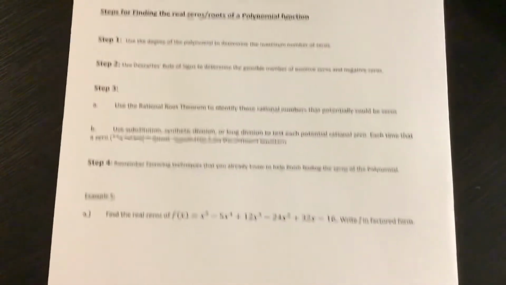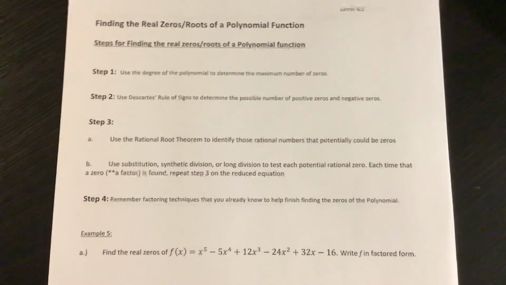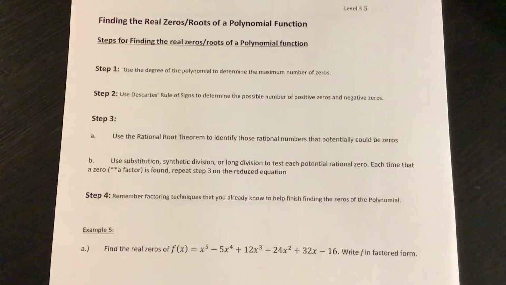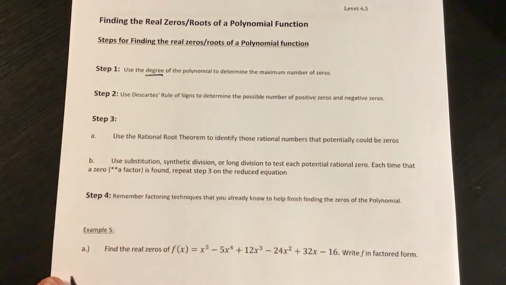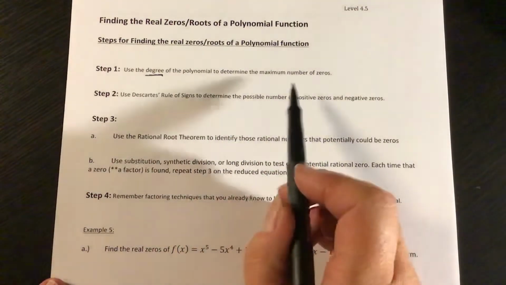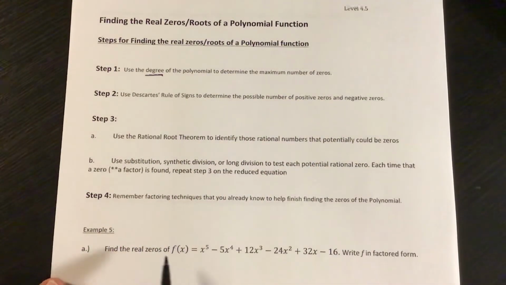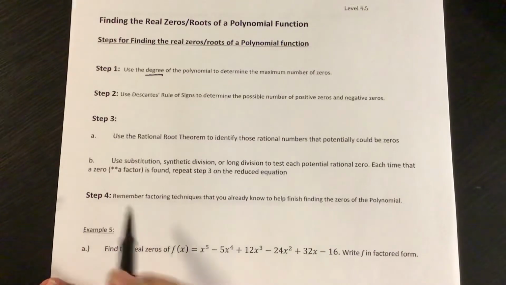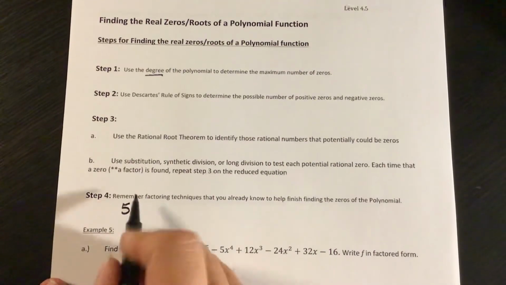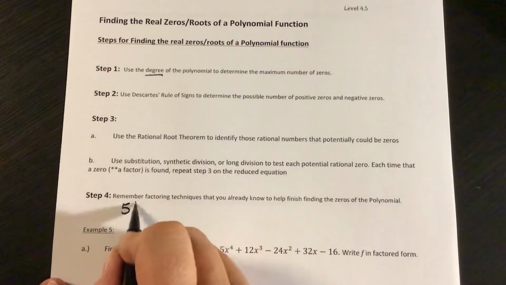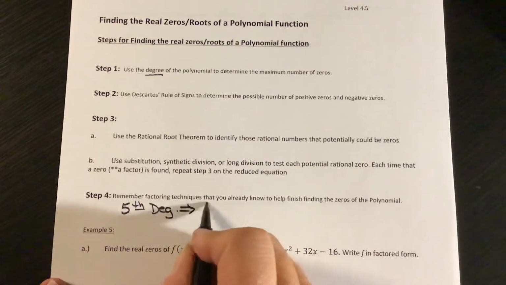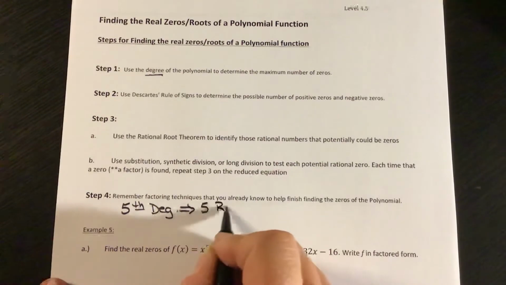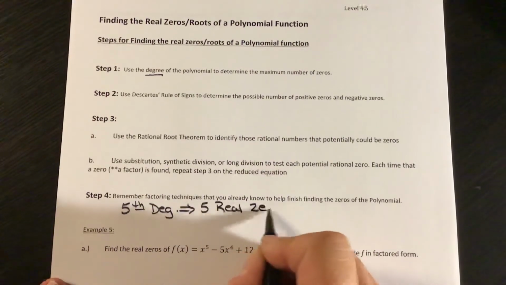So to find the real zeros, the roots of the polynomial functions, the first thing we're going to do is look for the degree of the polynomial to determine the maximum number of zeros. All right, so here is 5th degree. I'm going to write this up here because this is not a lot of room. 5th degree. So this is 5 real zeros.